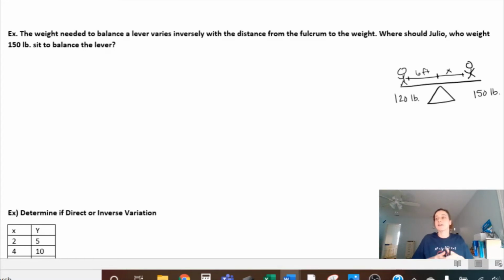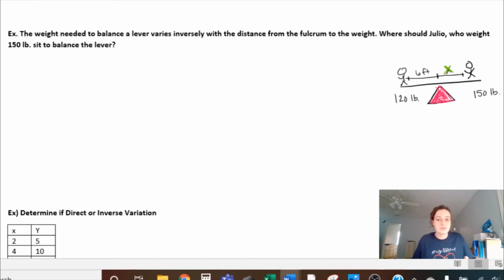If you have a teeter-totter here and someone's heavier than the other person, you can balance that out by your positioning to the fulcrum, which is the center here, indicated by this triangle. This here is the fulcrum, okay? And so I want to know, when will they be balanced? At what distance must Julio over here sit? What is this x value in order to balance the lever?